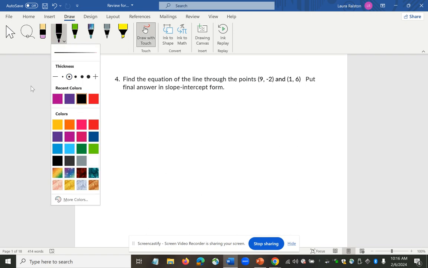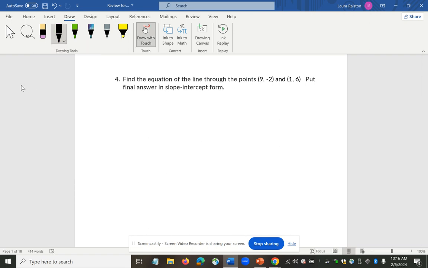Question 4 says, find the equation of the line through the points 9, negative 2, and 1, 6. And it wants you to put your final answer in slope-intercept form. So we need a few things here. First of all, to write the equation of a line, you need to know two things. To write the equation of the line, you need to know the slope, and you need to know a point that the line passes through.